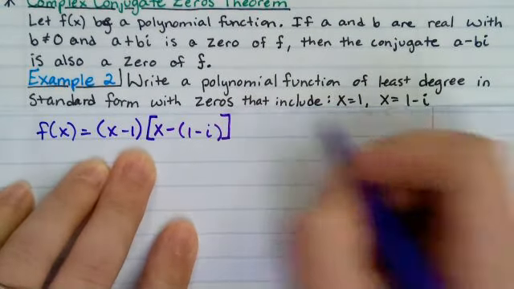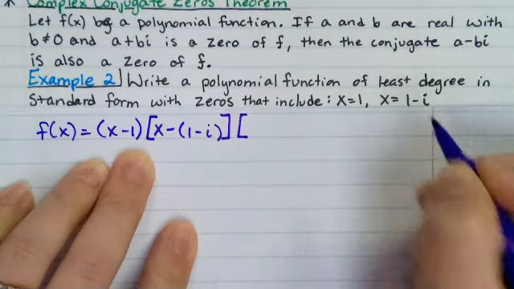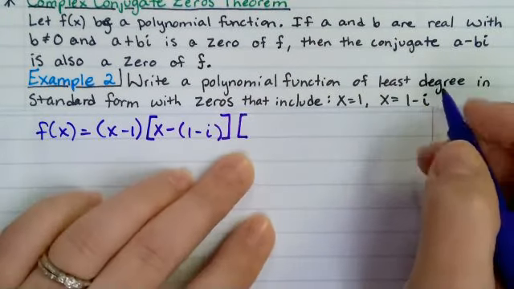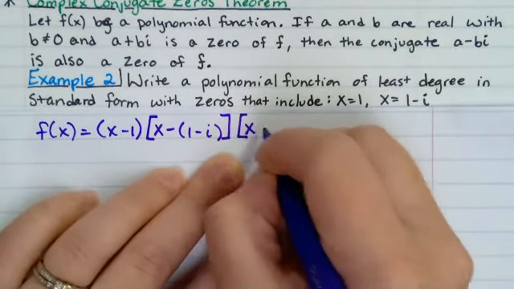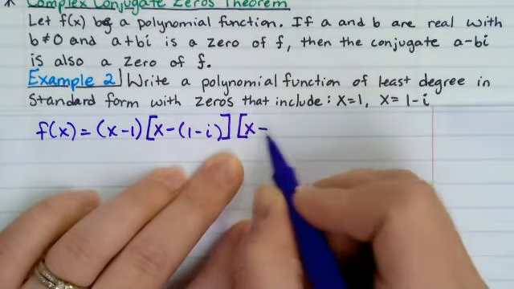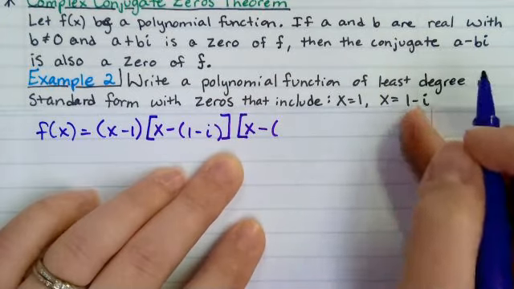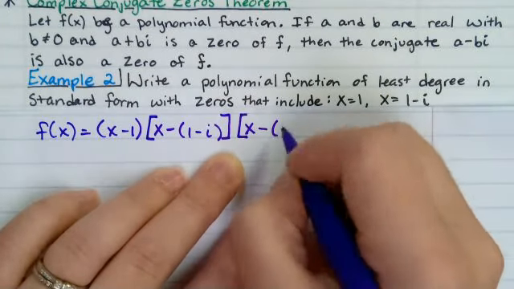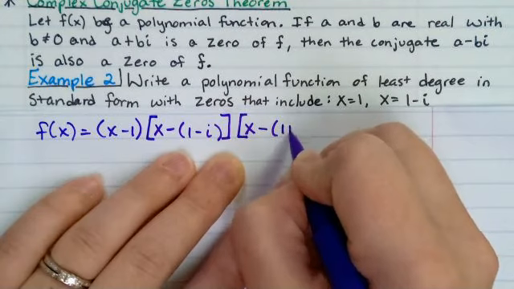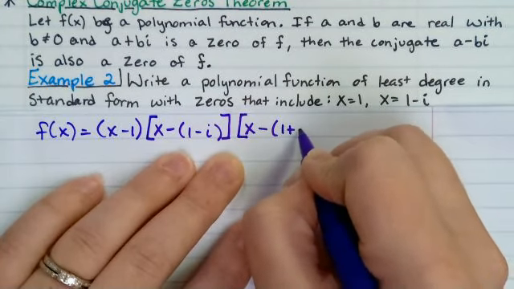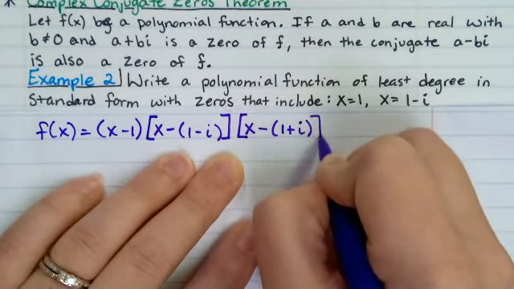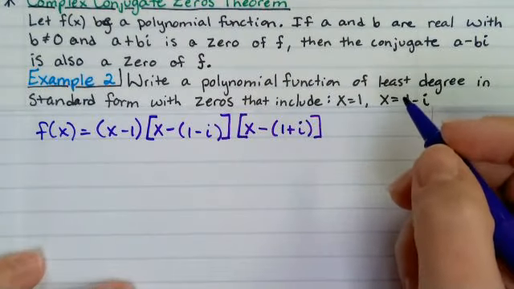Okay. But then we also should have another one, because you can't just have one complex one. We also will have to have another imaginary solution. So we'll have x minus the conjugate of this. And again, the conjugate just changes the sign between. So instead of 1 minus i, it's 1 plus i. So this is what we're going to work out.